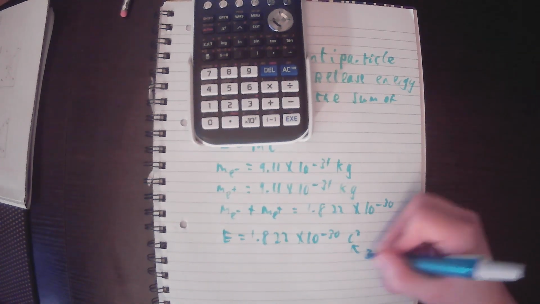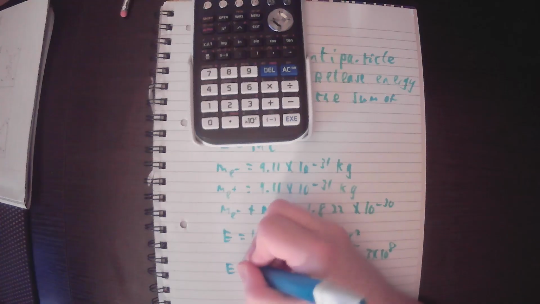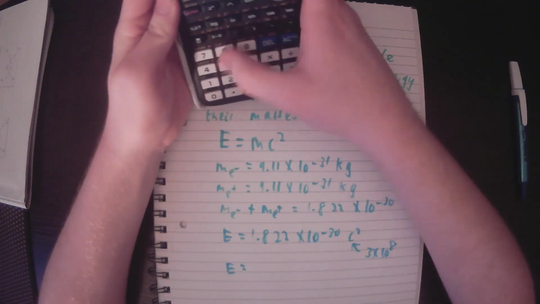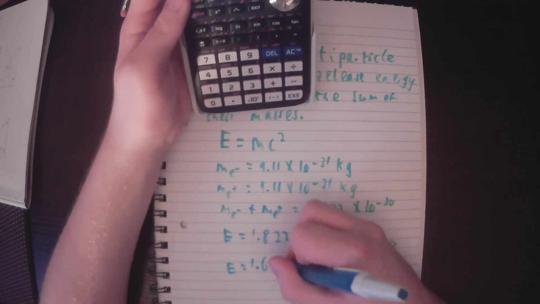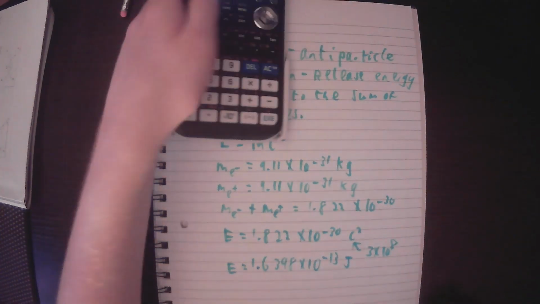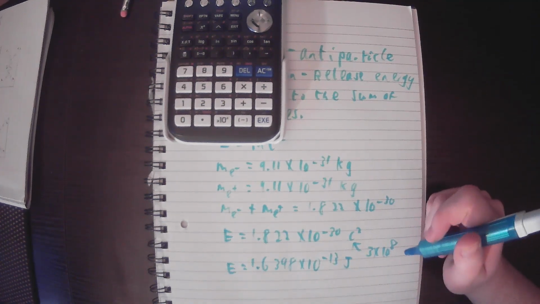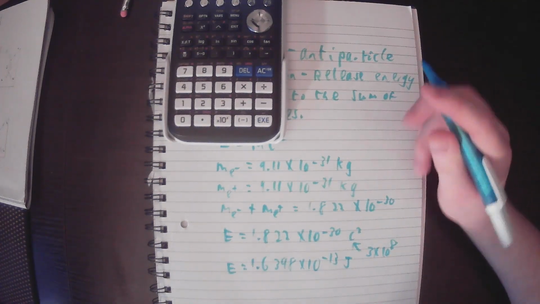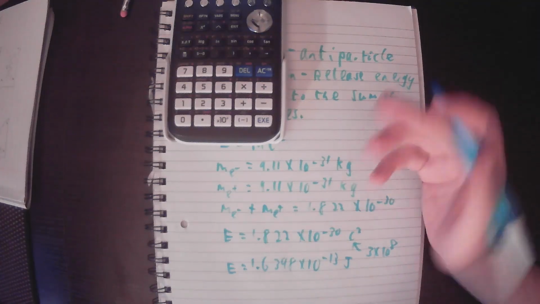c is 3 times 10 to the 8. It is the speed of light. And so if we plug in 3 times 10 to the 8, we get E equals 1.6398 times 10 to the minus 13 joules. We've done everything in the right SI units. That's in kilograms. That's in meters per second. So that'll be meters squared per second squared, and therefore that will be in joules. So that is what annihilation is: when a particle and antiparticle interact and release energy.